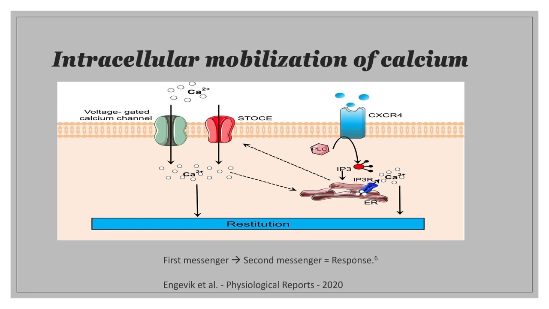The process goes as follows: the ligand binds to the G protein coupled receptor. Now the G protein coupled receptor becomes activated, activating phospholipase C. Phospholipase C acts on PIP2, phosphatidylinositol 4,5-bisphosphate, giving IP3, inositol triphosphate, and DAG, diacylglycerol. There is a channel located on the endoplasmic reticulum, the IP3 calcium channel.